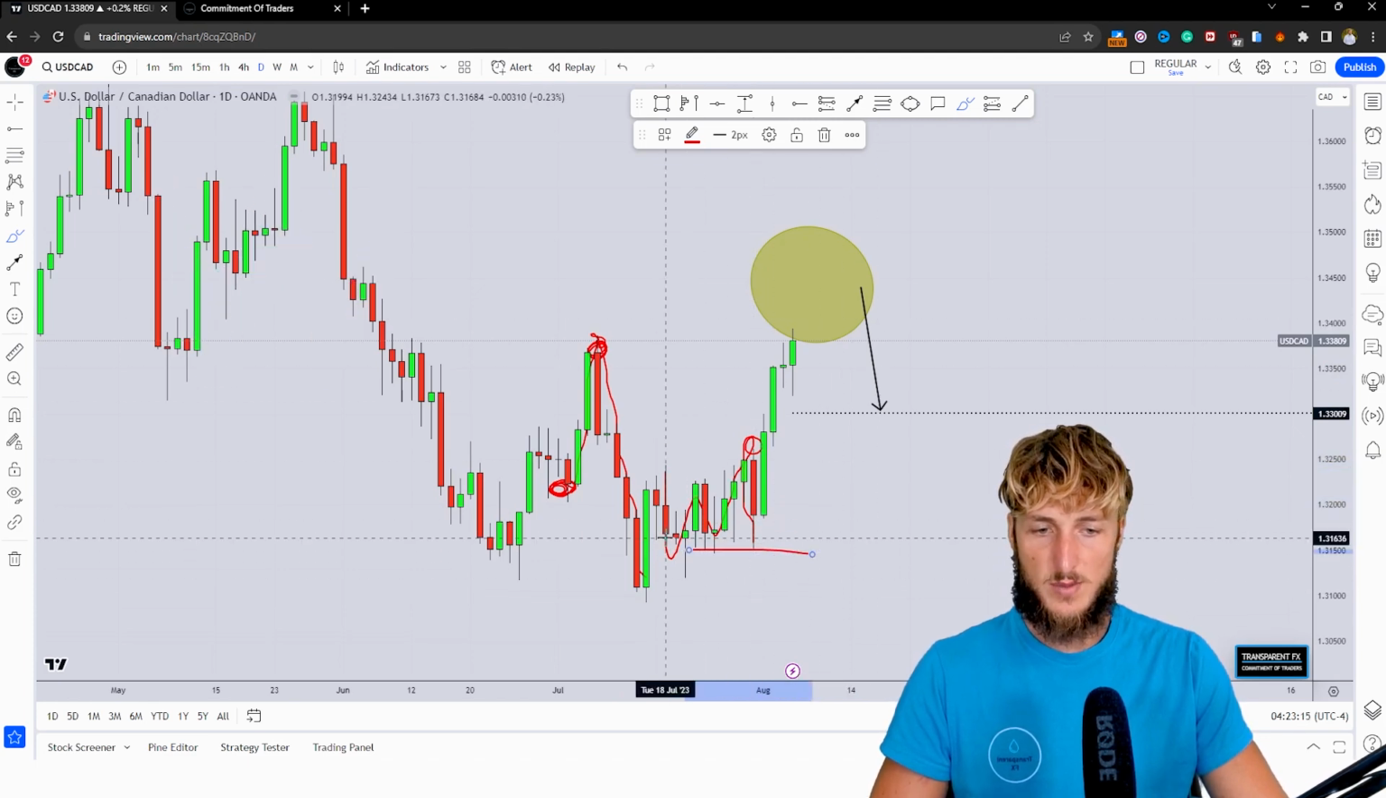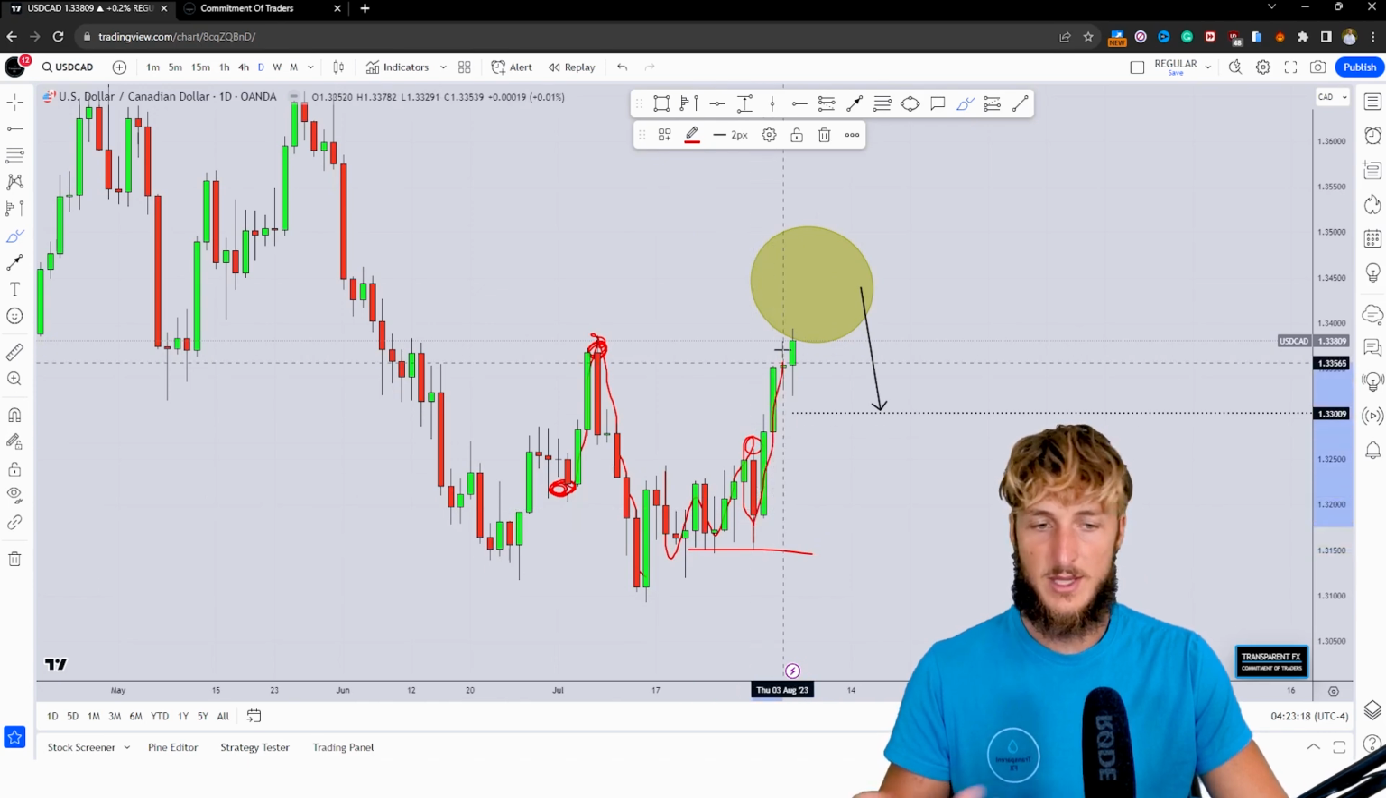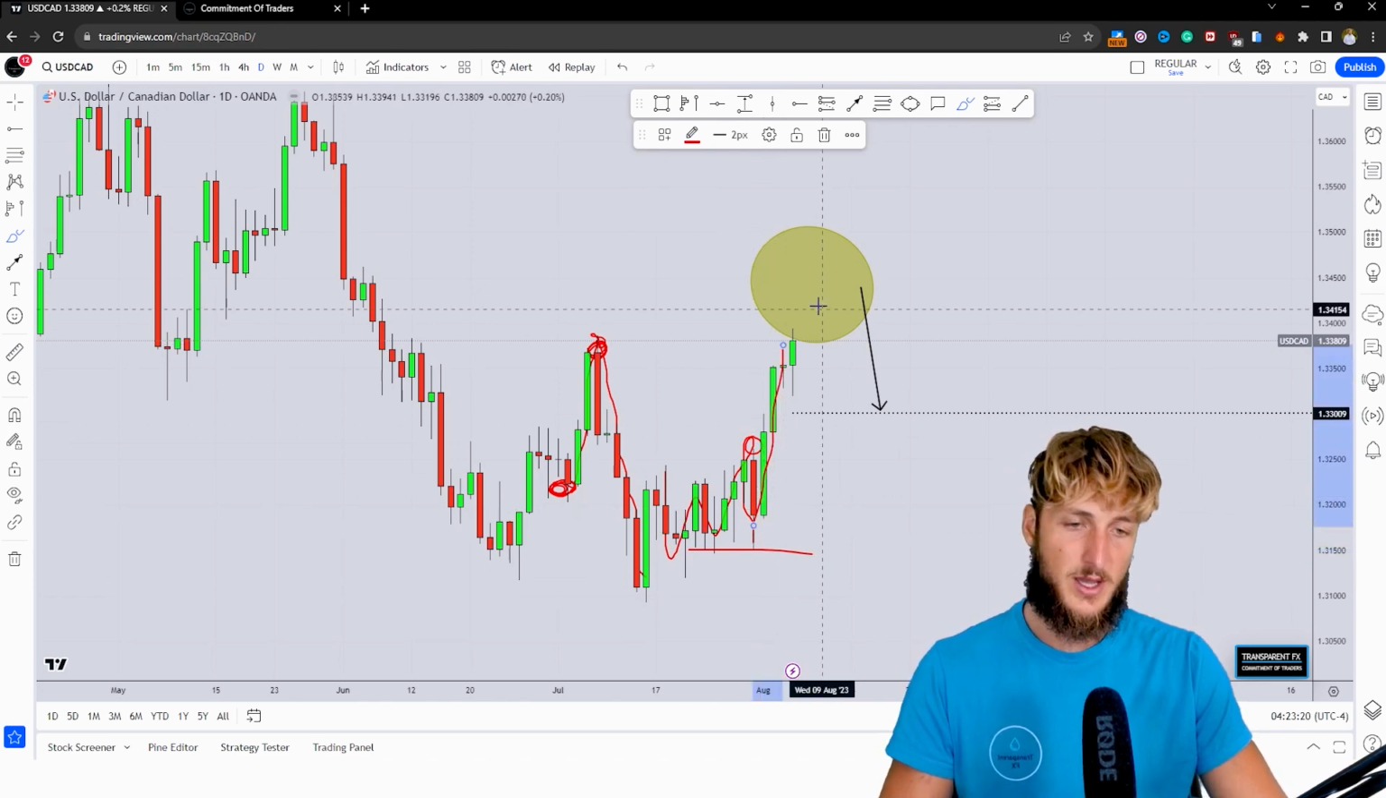And then I wanted to see a break below this support. The break of support never happened. At that point, it is clear that the market wanted to continue higher, and in fact, it did.